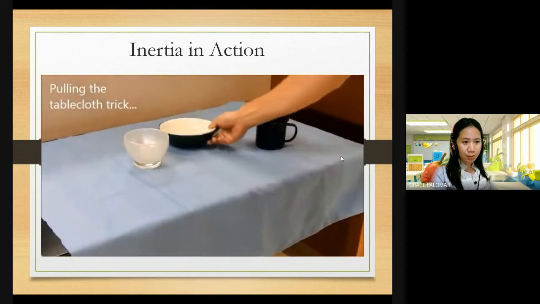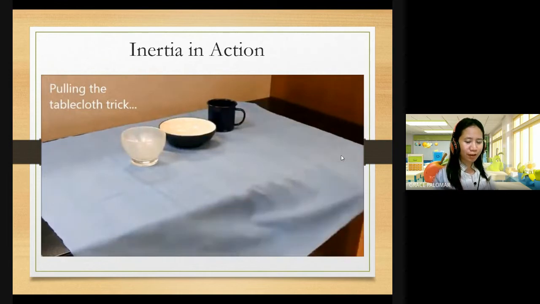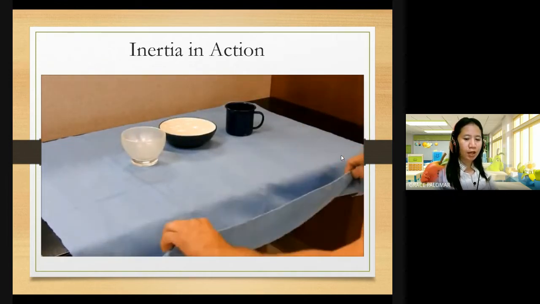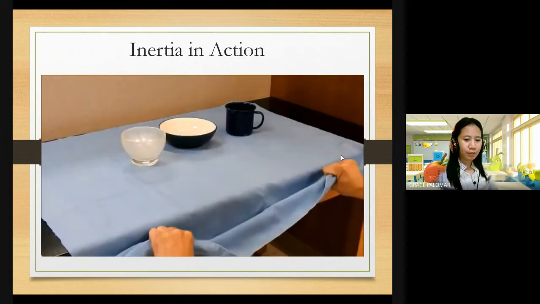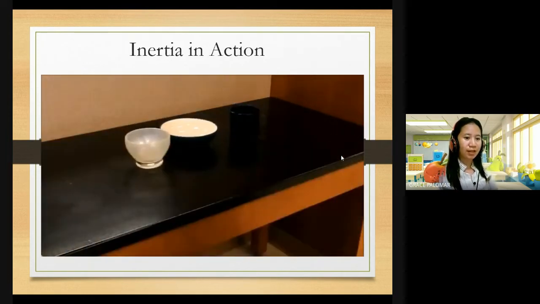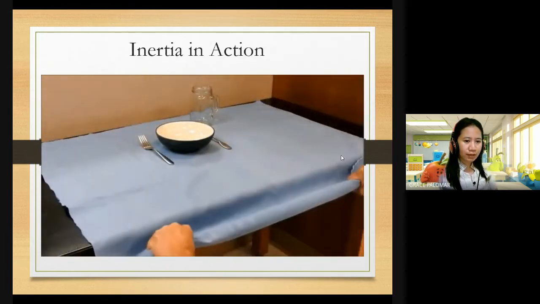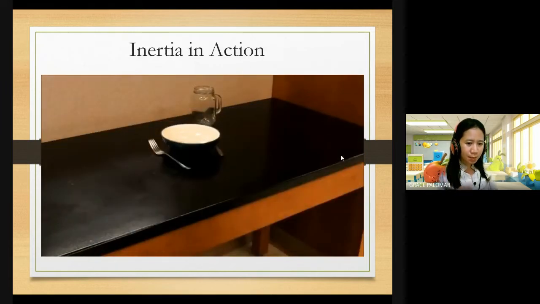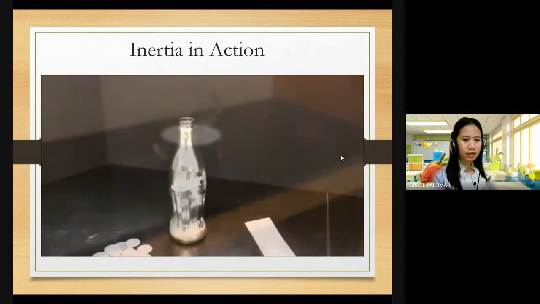Another trick is the pulling the tablecloth trick. When you try this at home, be careful and don't forget to ask an adult to be with you, and make sure that you are careful because it might break. So as you noticed, we have the following utensils, and because of inertia, all of them stay in place at rest even though you pulled the tablecloth.